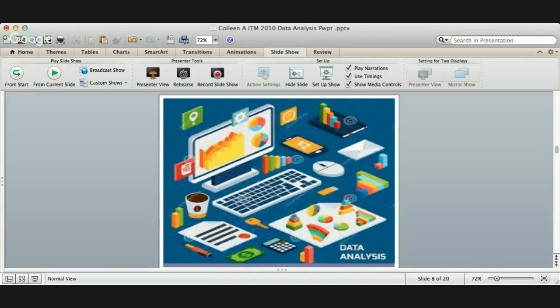Here's a picture of data analysis. And this basically shows all electronics you can use to analyze this data. You can use different charts, a calculator, pen and paper, and of course coffee to be able to stay awake to look at all these numbers.